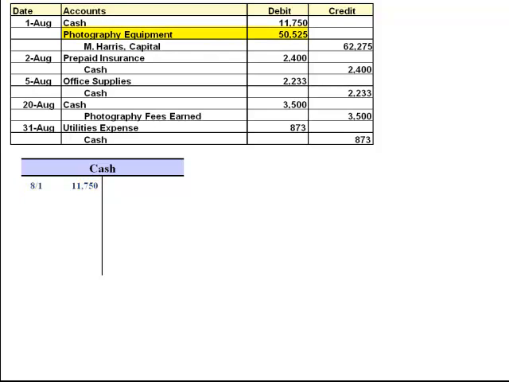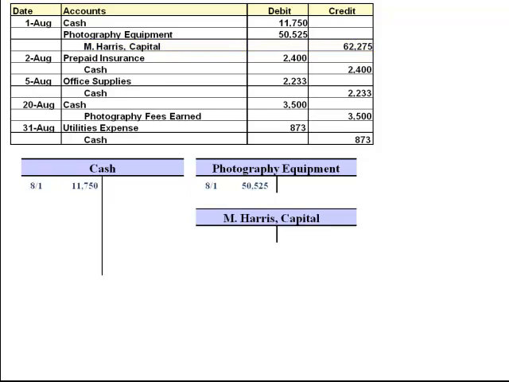The next piece of information is a debit to photography equipment. We again draw the T account and store the $50,525 debit. Next, we have a credit to Harris's capital account for $62,275. We create the T account and store the credit.